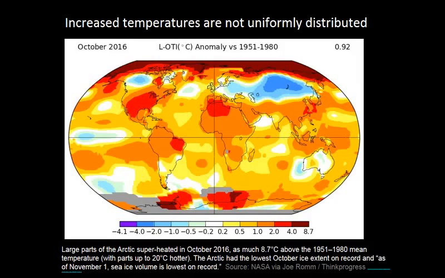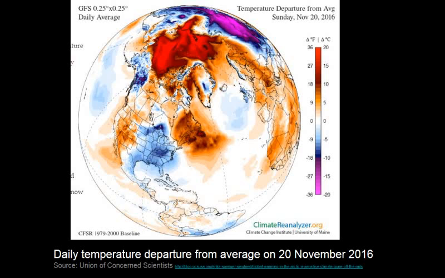And increasing temperatures aren't uniform, so we've got polar amplification, so a lot of the heat is across the Arctic, and then there's patches. So this is from October 2016, and just an image that really brings that home. So this is a massive heat wave over the Arctic in November last year. So basically this time last year, temperatures in the Arctic were about 20 degrees above average.